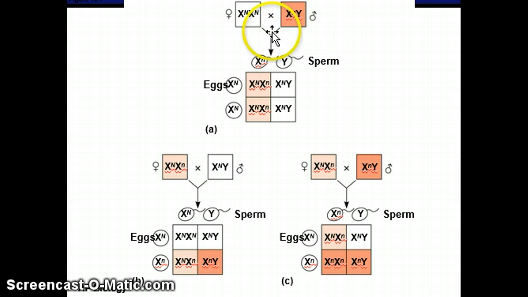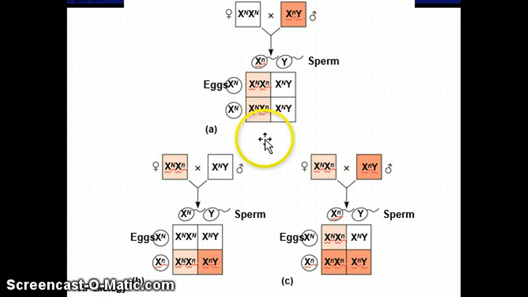So as we have this cross occur, we can make our Punnett square where our male alleles are here. We have the X with the recessive trait, and then we have the Y that doesn't have any trait at all. So this is telling us that this is only found on the X chromosome. And then we have the eggs, where both of the possible gametes have the dominant allele. And so we end up with this cross right here.